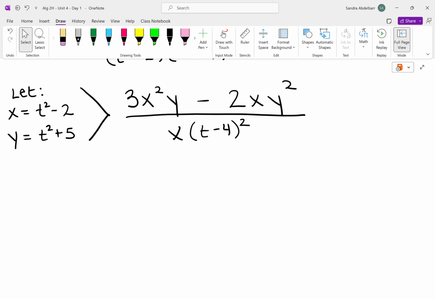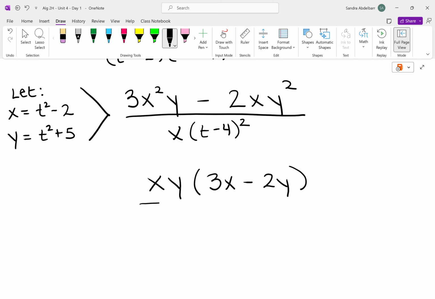Okay, so now, what do you think I'm going to tell you to do in the numerator? GCF. Good. We're going to pull out a GCF of what? XY. So I'm going to pull out an X and a Y. When I pull out an XY, I'm left with 3x minus 2y, all over x times the quantity of t minus 4 squared.